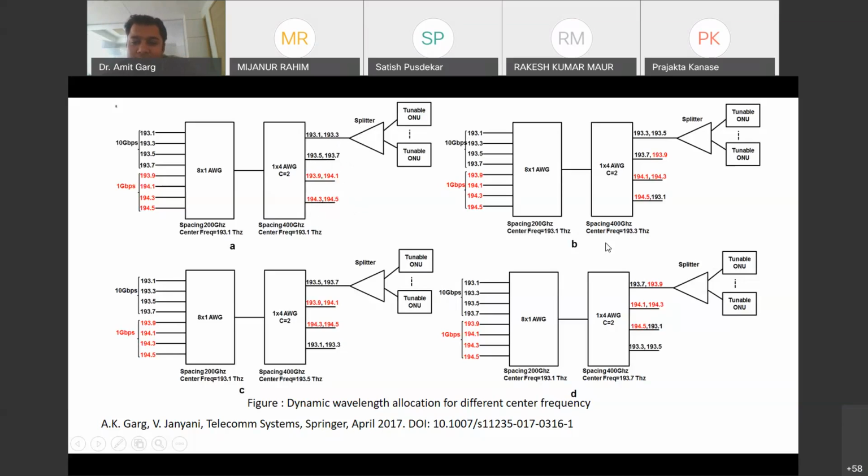Okay, and if I just change the center frequency of this wavelength, then there will be some different kind of distribution. So in this case, 20 Gbps, 11 Gbps, 2 Gbps, 1 Gbps. So the distribution will be something like this. So we can dynamically change the wavelength allocation. Suppose some particular network segment is having higher traffic and some particular segment is having lower traffic, then we can dynamically allocate the wavelengths, or change or switch the wavelengths.